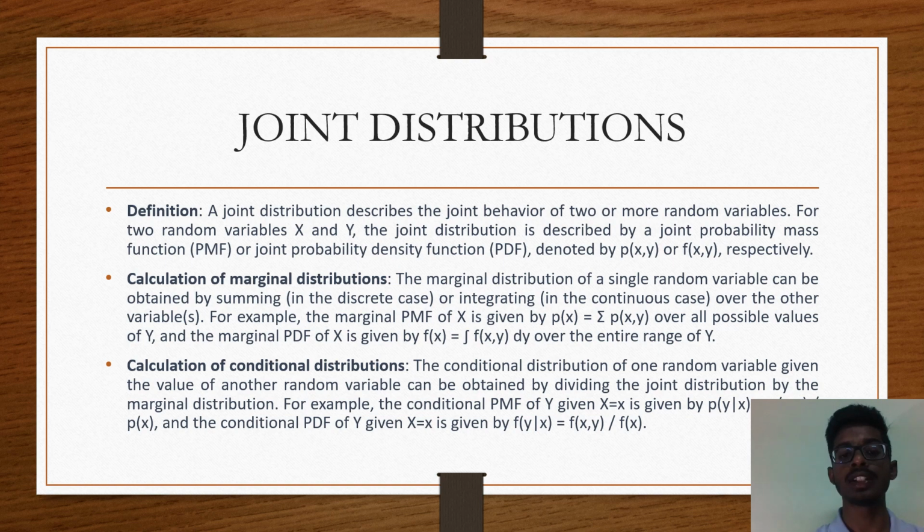Calculation of conditional distributions. The conditional distribution of one random variable given the value of another random variable can be obtained by dividing the joint distribution by the marginal distribution. For example, the conditional probability mass function of y given x equal to x is given by p of y given x equals p of x comma y divided by p of x. It means the conditional probability density function of y given x equal to x is given by f of y given x equals f of x comma y divided by f of x.